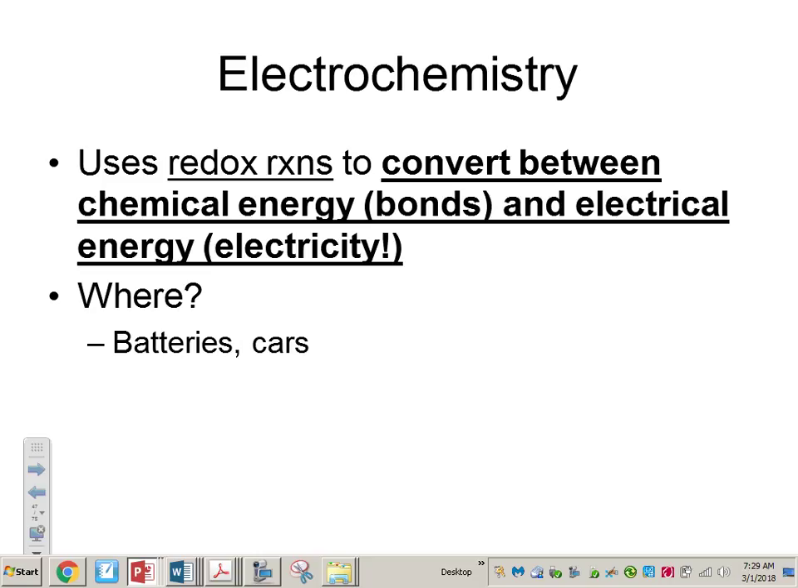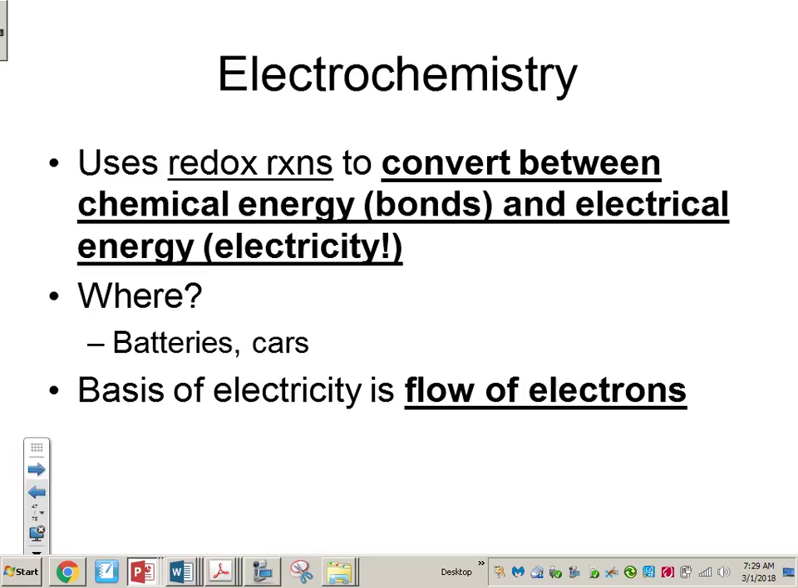The whole reason this works, the basis of electricity, is the flow of electrons. In redox reactions, what is the subatomic particle that's being transferred? It's electrons. So we have these redox reactions that are moving electrons around. Electrochemistry is simply harnessing that and saying, let's see if we can get these electrons to move, and then use that movement of electrons to do stuff, to power our cell phone.